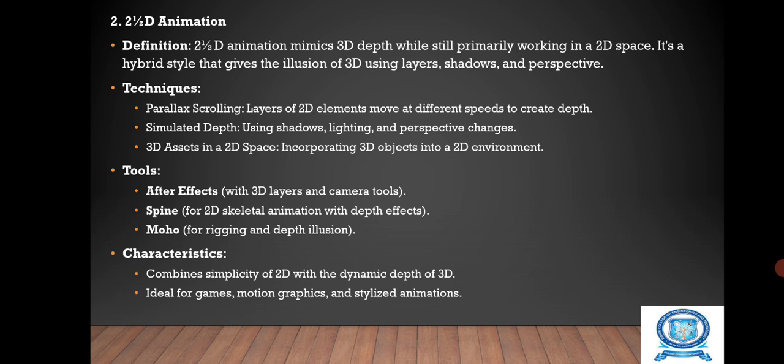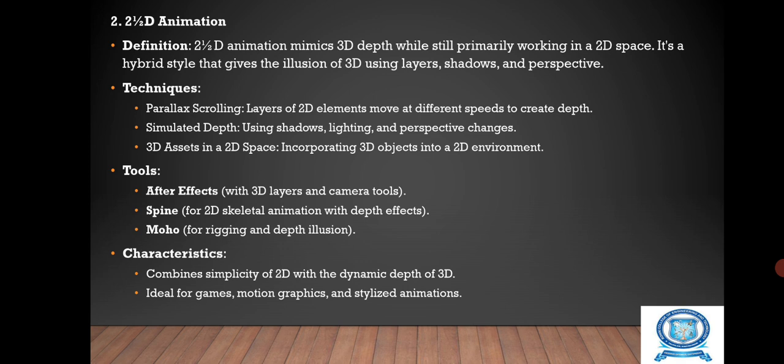2.5D animation mimics the 3D depth while still primarily working in a 2D space. It's a hybrid style that gives the illusion of 3D using layers, shadows, and perspective. The techniques used here are parallax scrolling, in which the layers of 2D elements move at different speeds to create depth; and simulated depth, which uses shadows, lighting, and perspective changes.